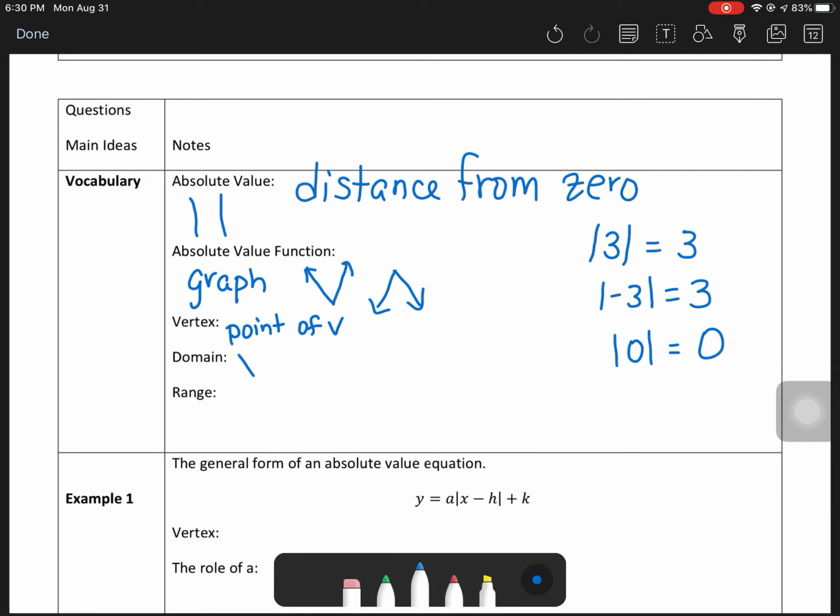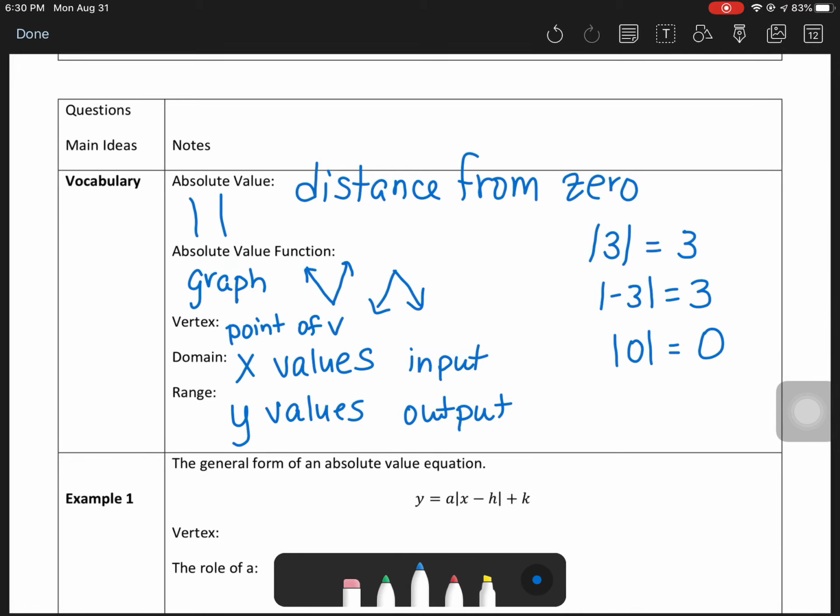Domain. Domain is considered all the x values in our function, and the range is all of our y values, which is also called our output. So therefore our x values are called our input.